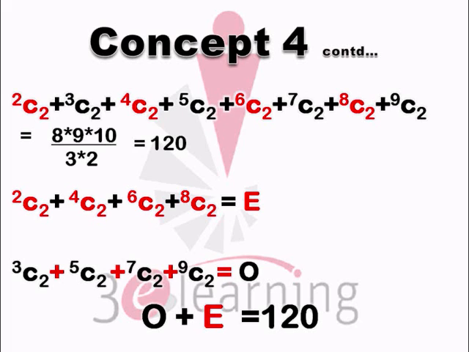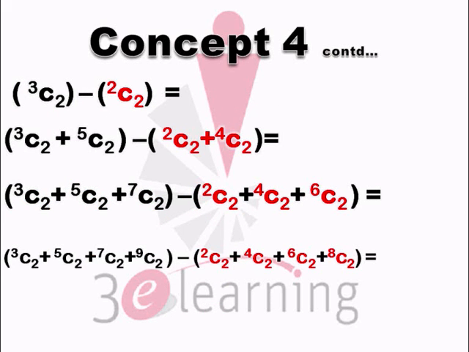Just remember one thing, we are making bundles. The n starts from 2C2 till 9C2, meaning starting from 2 but ending with 9C2, which is odd. Now we have to analyze the difference between odd bundles and even bundles. For the first case, 3C2 minus 2C2, then the second case, 3C2 plus 5C2 minus 2C2 plus 4C2, and so on. In the first case we have one odd and one even, and the difference is 2, which is nothing but 1 into 2. In the second set we have two odds and two evens.